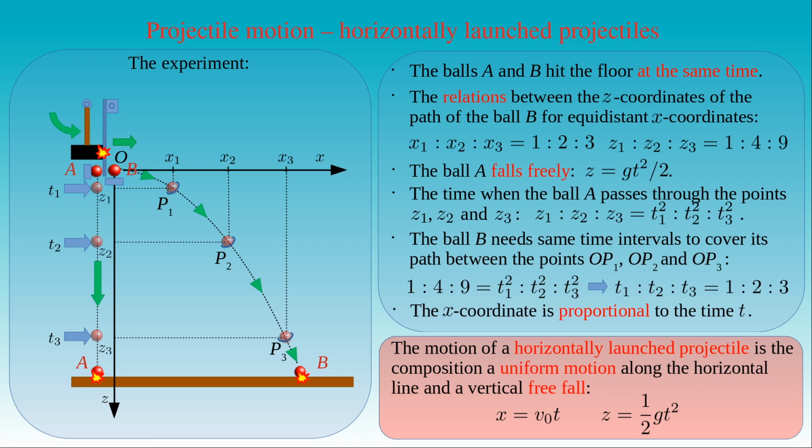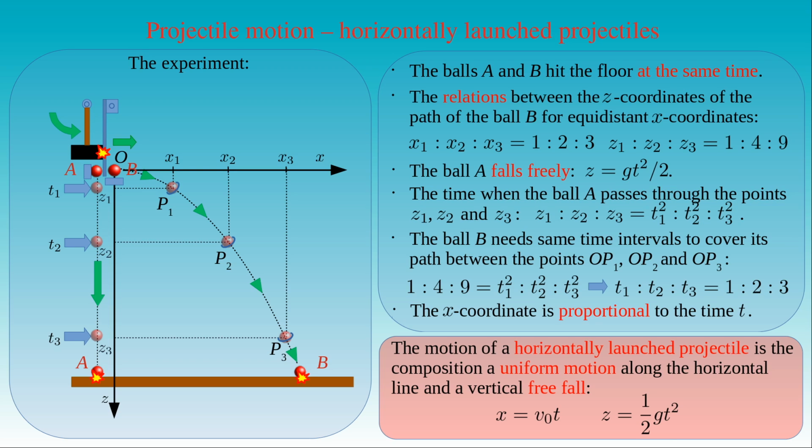In the vertical direction, the distance x covered by the projectile is equal to v0 times the time t, where v0 is the initial velocity of the projectile. In the horizontal direction, the distance z covered by the projectile is given by the gravitational acceleration g times the square of the time t divided by 2.